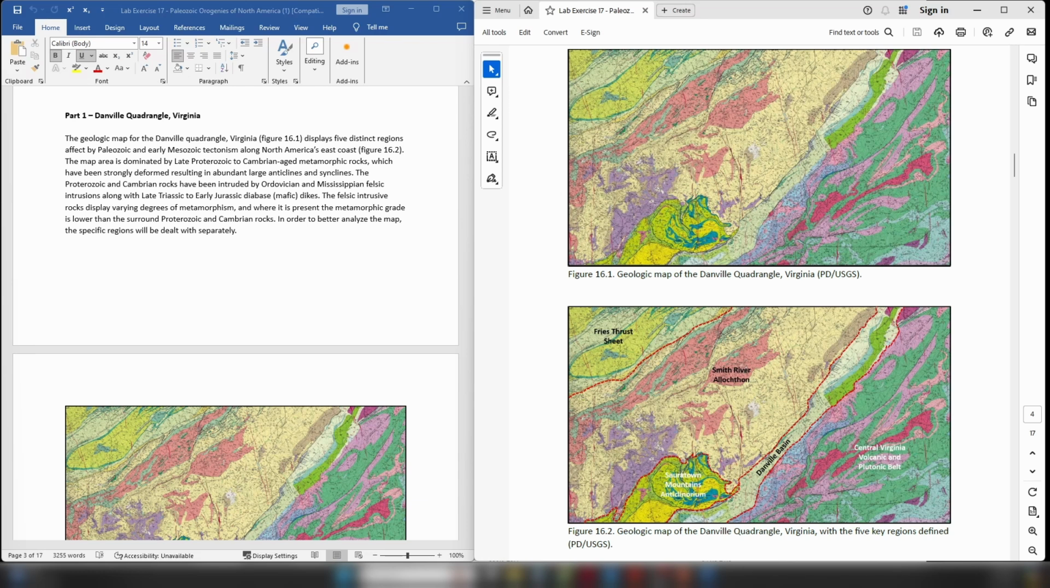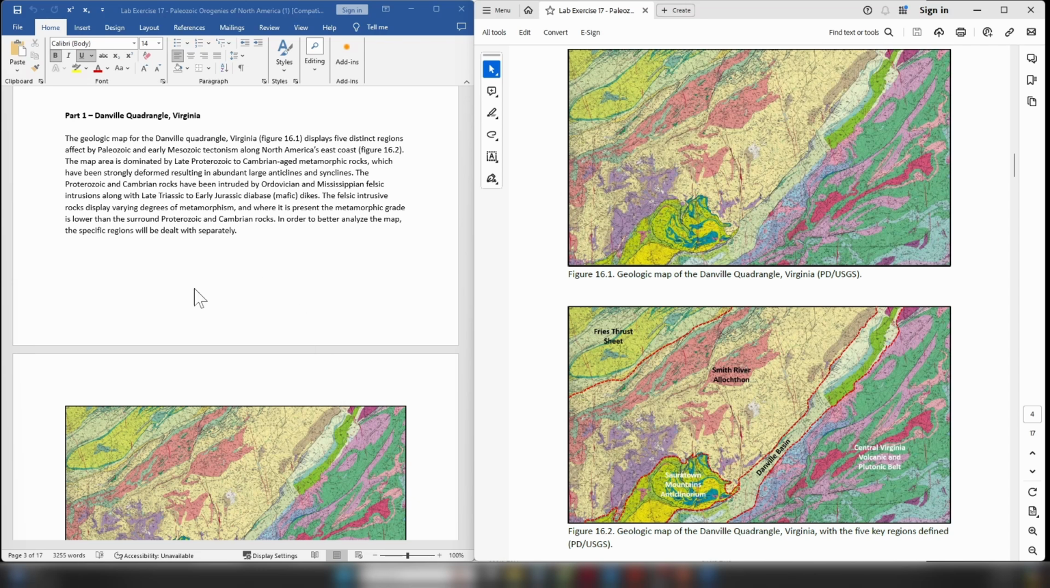part 2 of our video series dealing with the lab exercise Paleozoic Orogenies of North America. So we're going to begin by looking at the Danville quadrangle map from Virginia. The Danville quadrangle map consists of a sequence of late Proterozoic and Cambrian age metamorphic rocks that have been deformed by Paleozoic and early Mesozoic tectonism.